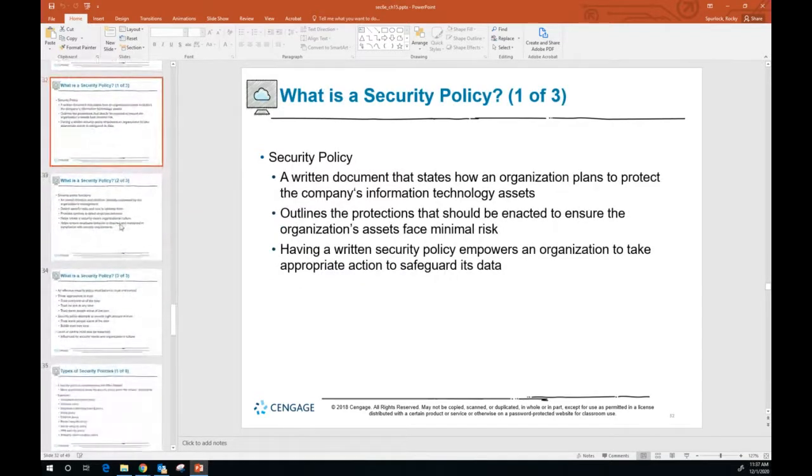So we look at what is a security policy. A security policy is a written document that states how an organization plans to protect the company's information technology assets. This is an outline of the protection, and it should be enacted to ensure the organization's assets face minimal risk. This also allows an organization to take appropriate action to safeguard its data.